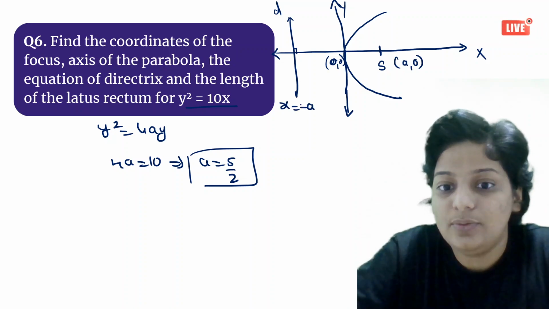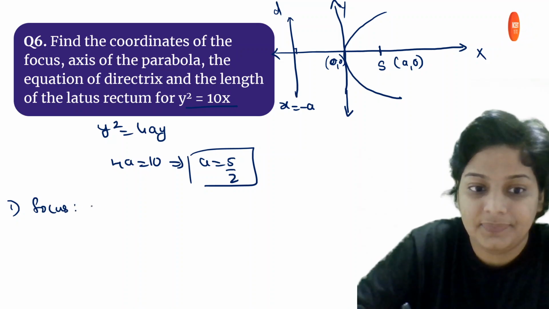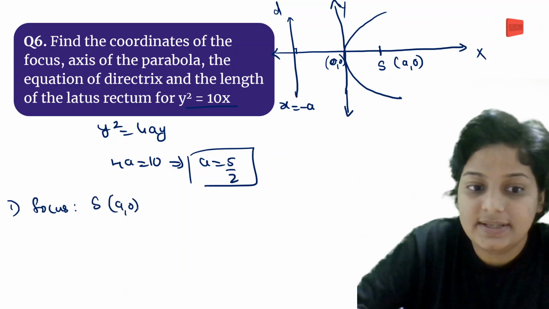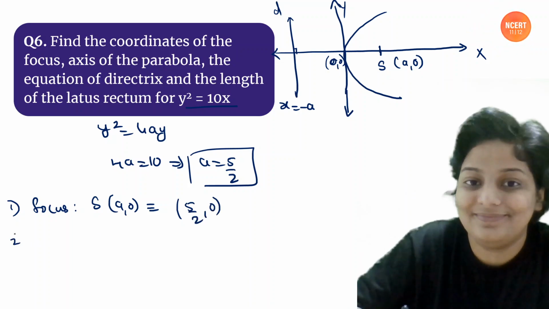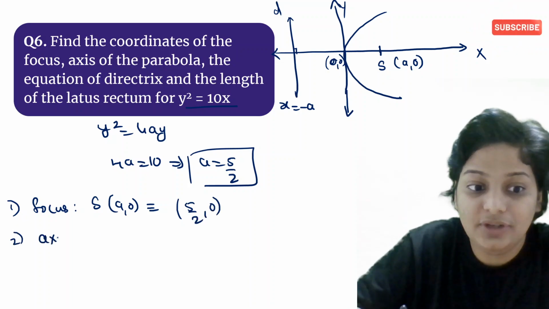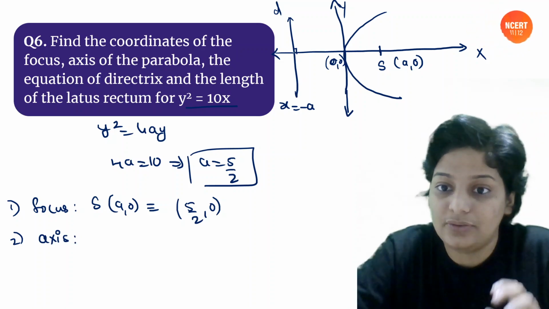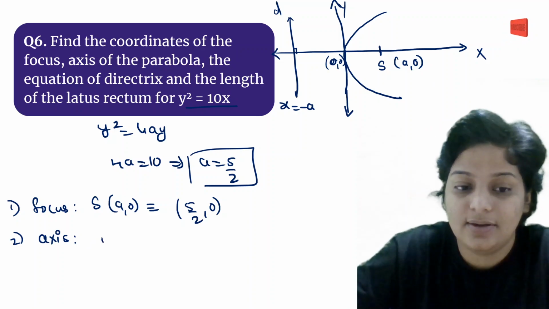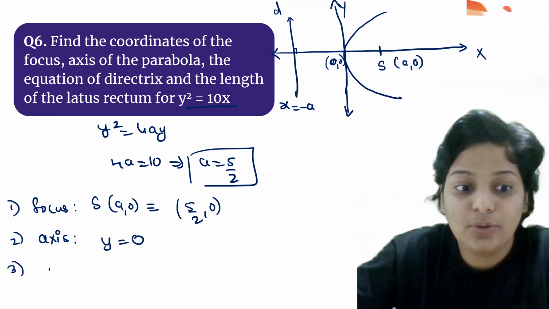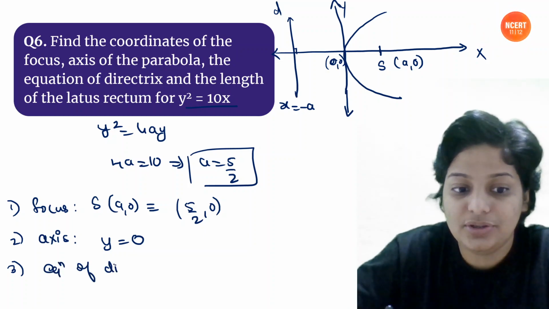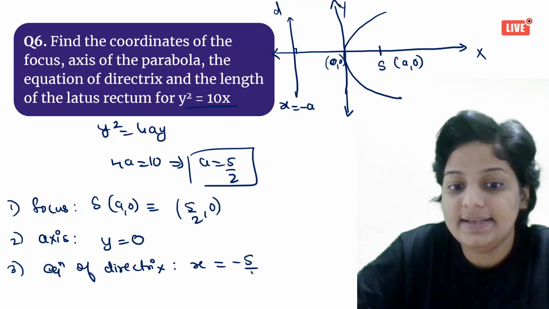Directrix will be x equal to minus a. Let's find out whatever is asked. First thing is focus. So focus S a comma 0 is equal to 5 by 2 comma 0. ठीक है? Axis of the parabola, a line which is passing through focus and perpendicular to directrix. So it is the x-axis whose equation is y equal to 0. Third, equation of directrix: x equal to minus a, which is minus 5 by 2.